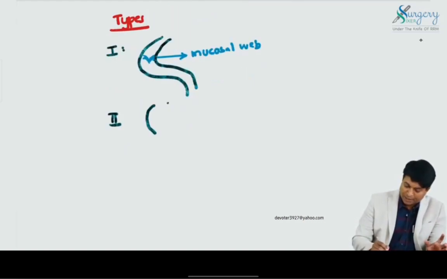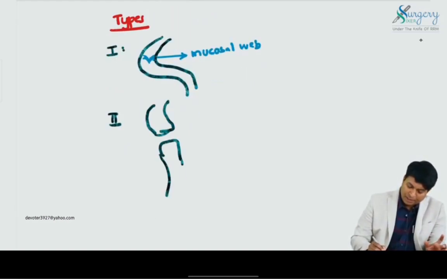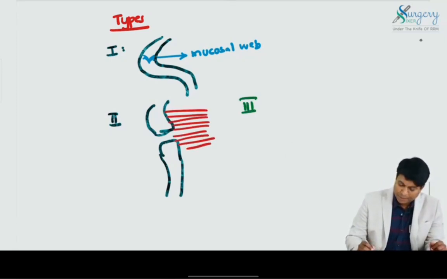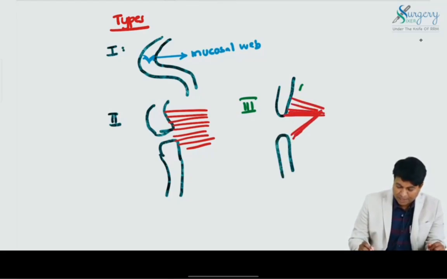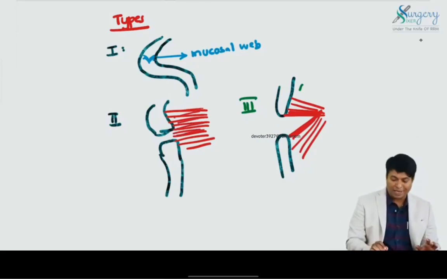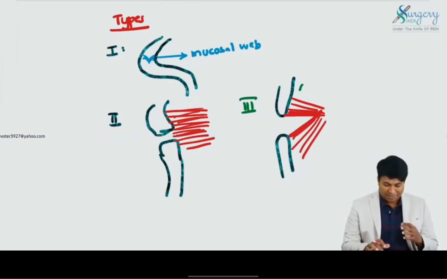In type 2, there is separation like this, but there is an intact mesentery. Type 2 has an intact mesentery. Type 3 has a gap in the mesentery. Please remember, there is a V-shaped gap in the mesentery, which is type 3. Type 2 has an intact mesentery, though there is a separation of the bubble and atresia is present. Type 3 has a V-shaped defect.